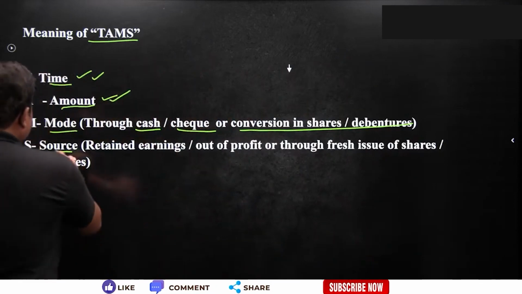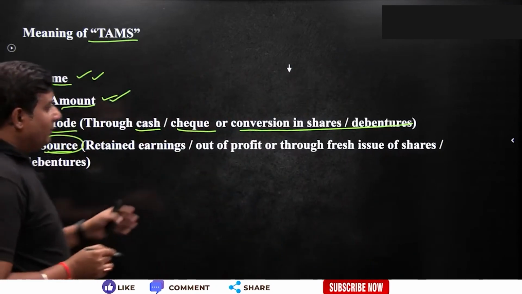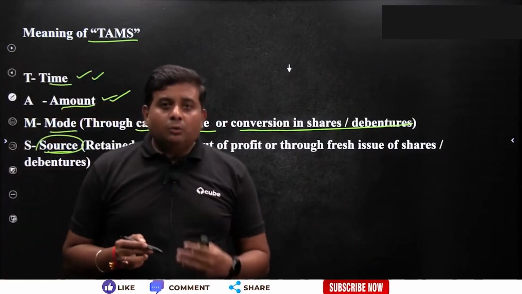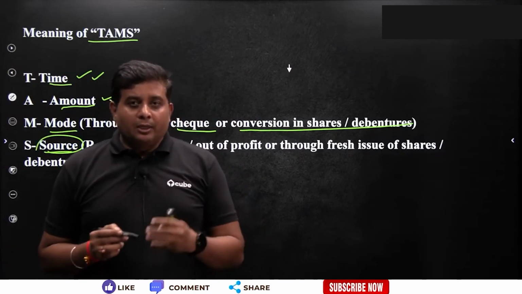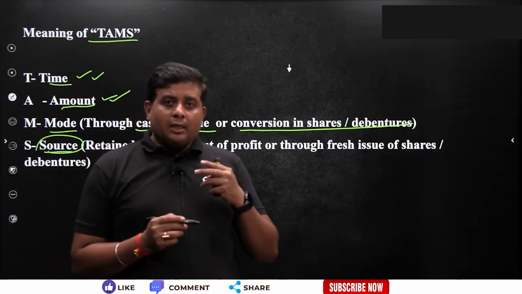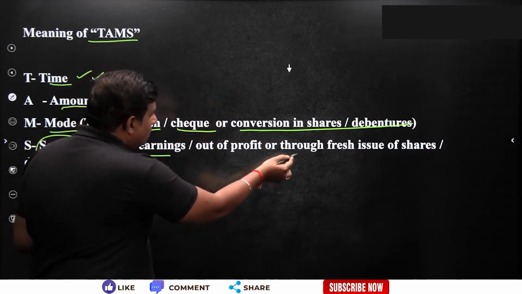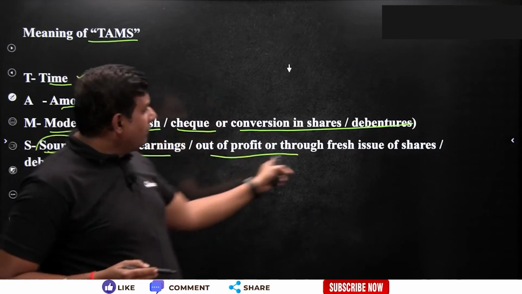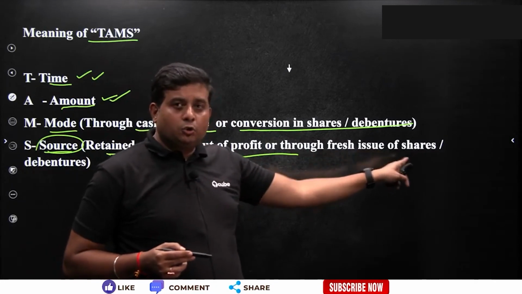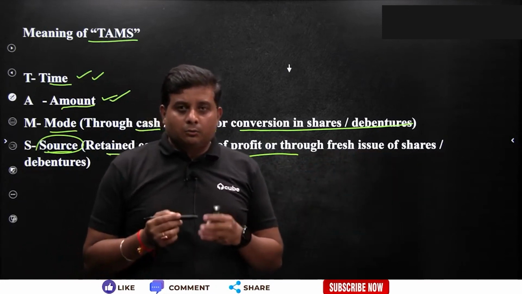Next one is the source. Now what can be the source? We have taken a loan, so how can we pay it? Because we have to pay the loan. There are three things: first, retained earnings; second, out of the profit; or third, a fresh issue of shares.